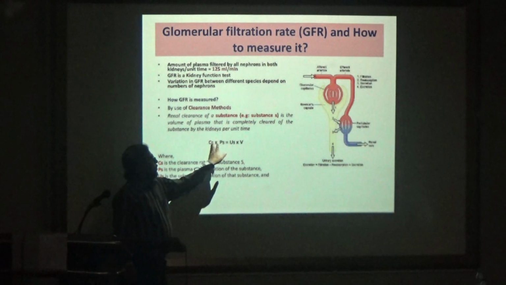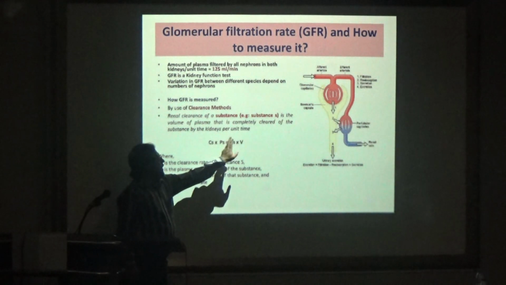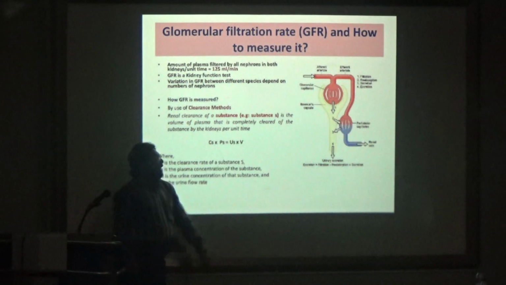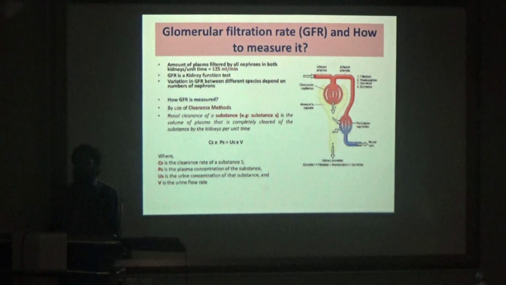So clearance rate would be urine concentration multiplied by the urine flow rate, divided by the plasma concentration. This would give you the clearance of a substance, because the rest of the 3 things can be calculated.